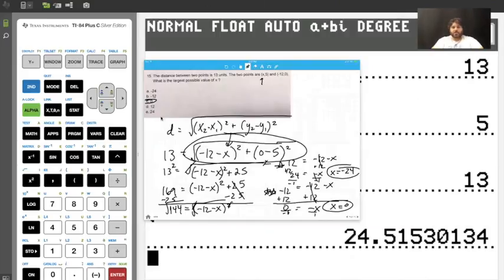Now actually the best strategy here would have been to start with 24 and work your way down, because it goes from largest to smallest. So as soon as you find one that works, that's your one that you know works. So really that would have been my best strategy, was to start with the big number, work your way down. When it says what's the largest possible value and you're going to guess and check, start with the largest and work your way down.